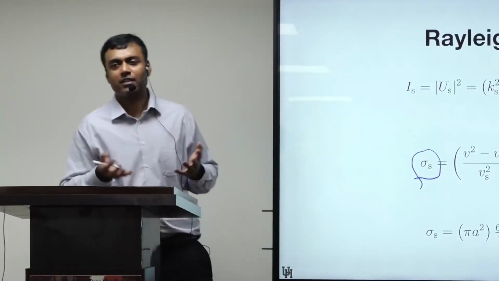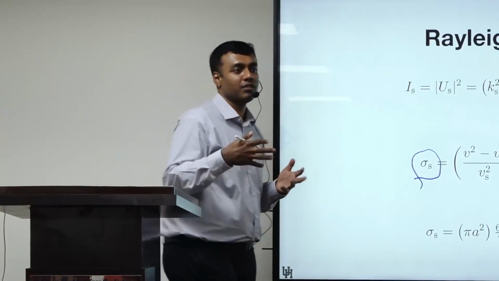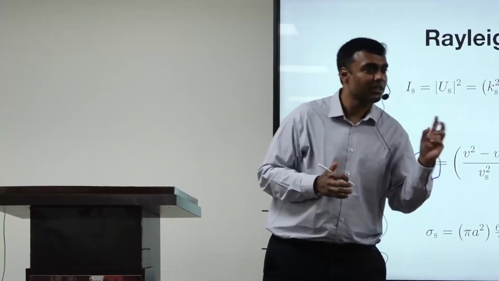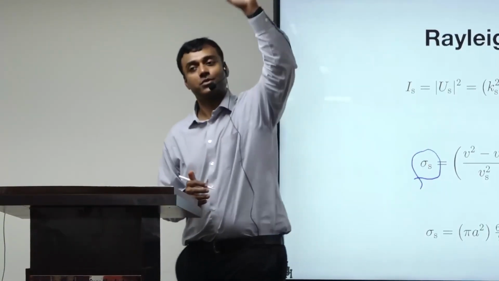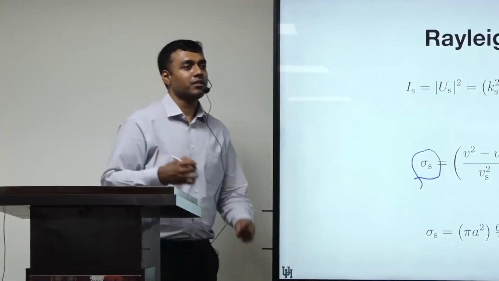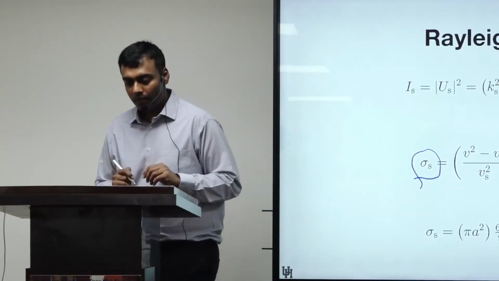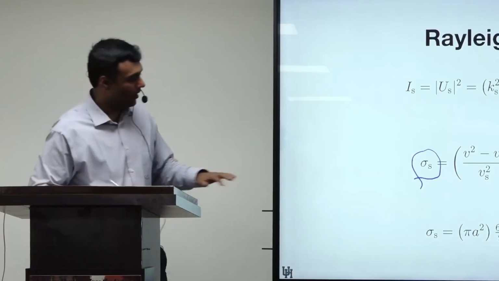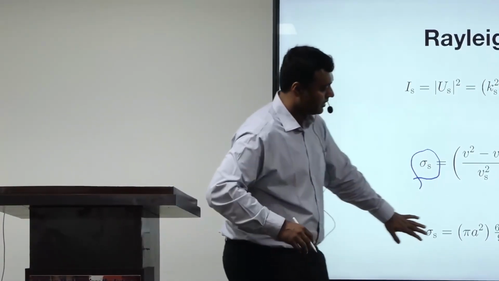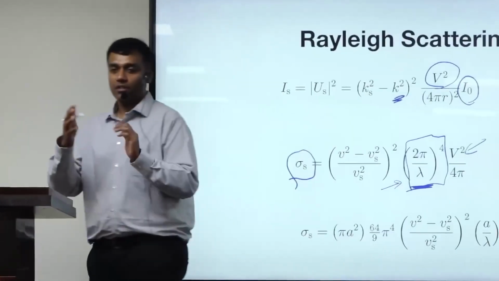That's why next time you observe the moon at the horizon, it looks a little bit more red than when the moon is vertically up. So it's the same basic idea. So this scattering cross section is also important in a lot of applications.